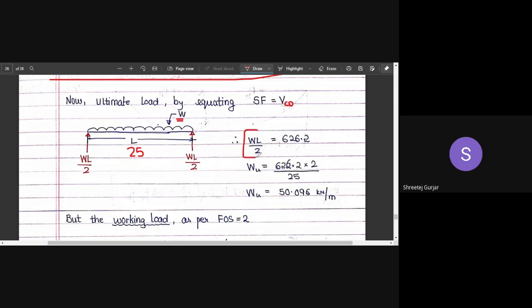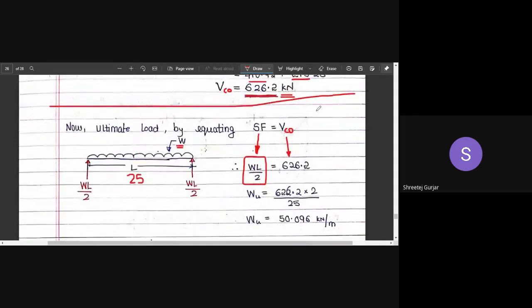WL by 2, right? The maximum shear force, which is usually at the support. Shear force maximum will be at the support, right? So that particular maximum shear force, we have to equate to the capacity, that is nothing but 626, which we have calculated.